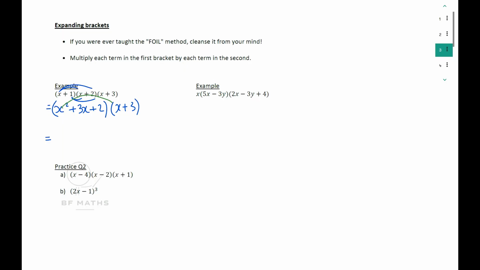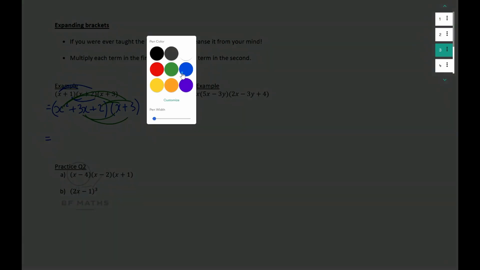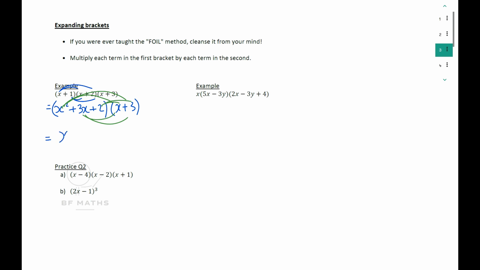So x squared and x squared and 3, 3x and x, 3x and 3, 2 and x, 2 and 3. Right. So x squared times x cubed, x squared, 3x squared, plus 3x squared, plus 9x, plus 2x, plus 6. We can collect the like terms. 3x squared, 6x squared, 9x, 2x, 11x, plus 6. Easy.